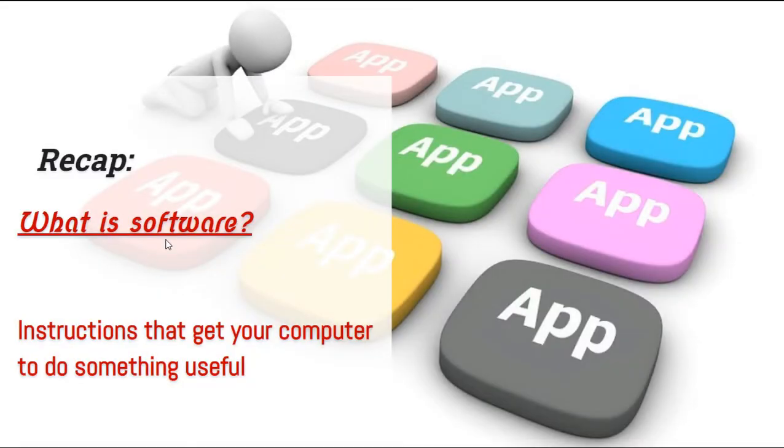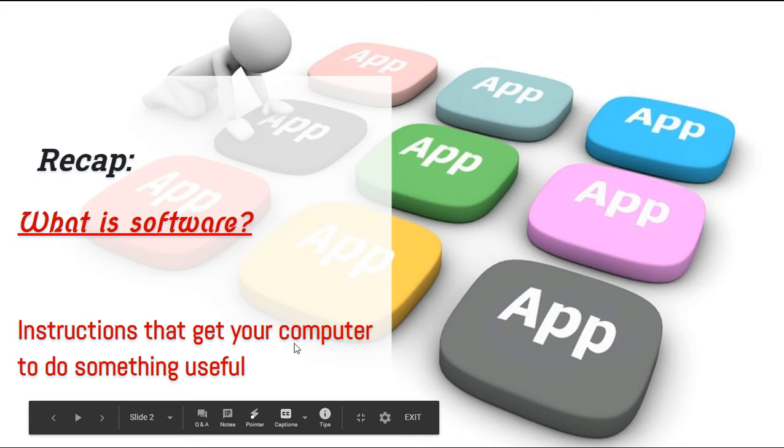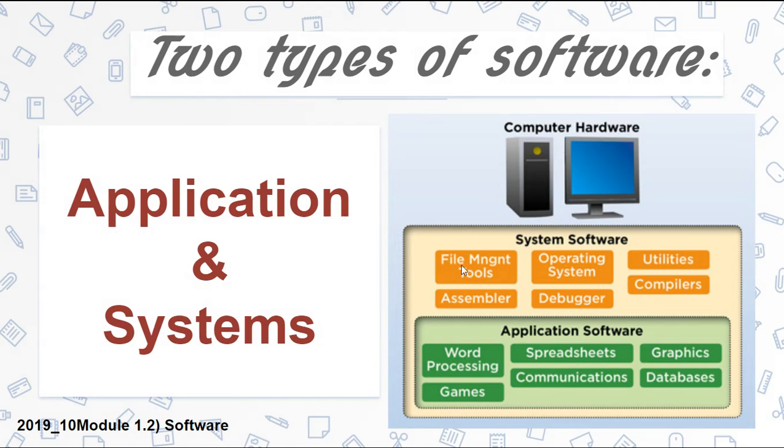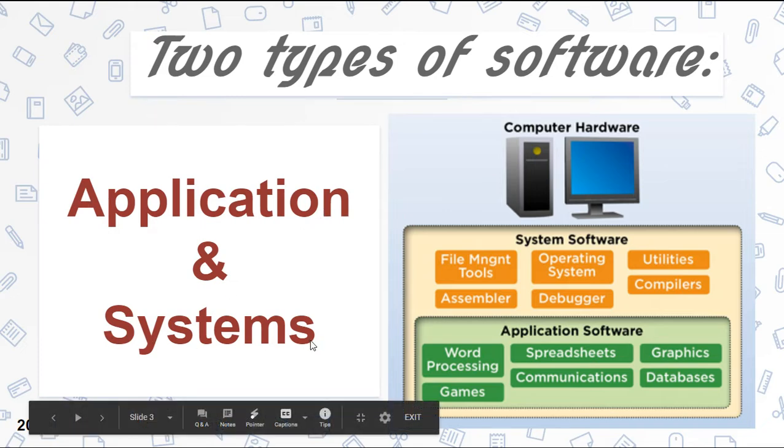So let's remember, what is software? Instructions that get your computer to do something useful. Think about all those apps that you download on your cell phone. Those are software applications. There are two main categories or types of software, and that would be application software and system software.